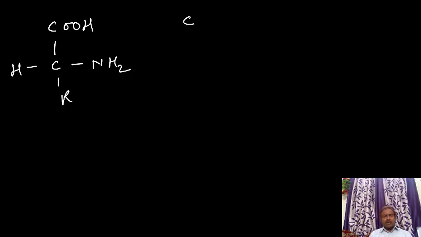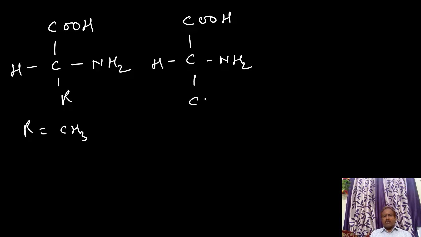For example, if you take R equal to CH3, this is COOH, CNH2, hydrogen, this is CH3. Therefore, this is alanine. The three-letter representation is ALA, and the one-letter symbol is A.